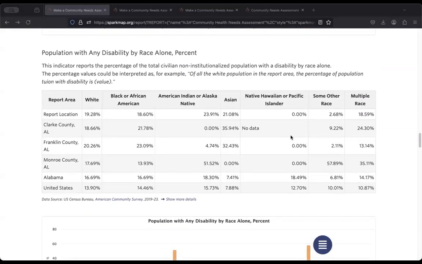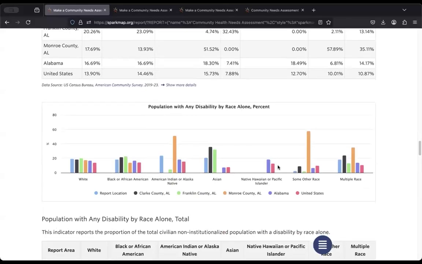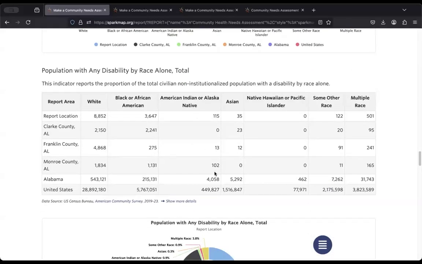Then we get down into some race data. So we can see here, again, these are the major OMB categories that they collect race by. We can see some percentages that pop out to us, some of those higher percentages, like of Asian folks in Clark County and in Franklin County. We can also see that there are some folks that identify as some other race in Monroe County, where we see those numbers to be pretty high as well. Finally, here are the totals, so you can look at those by total as well.